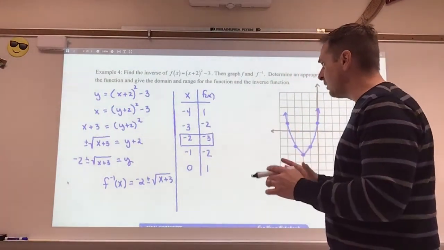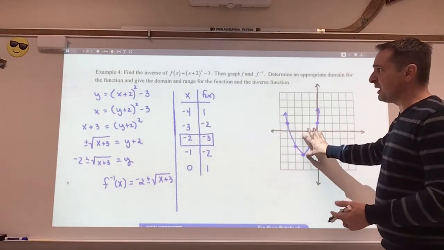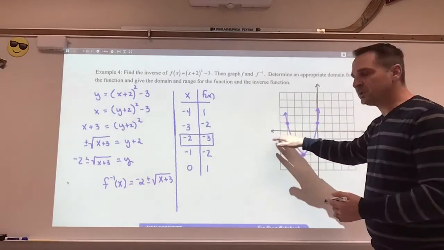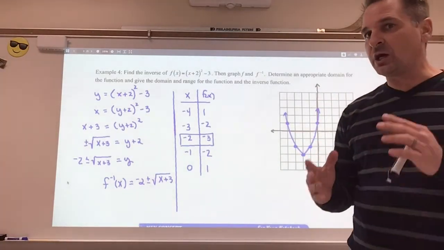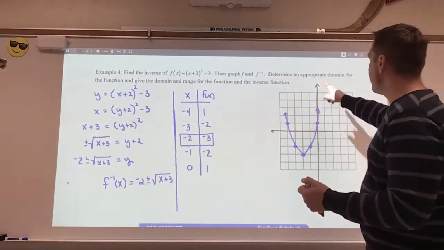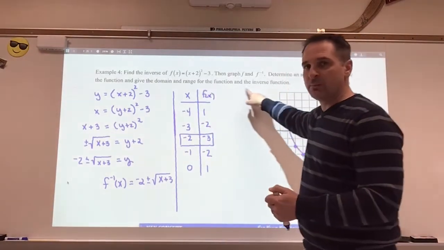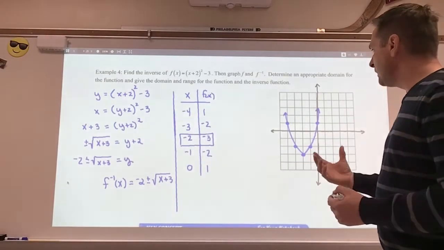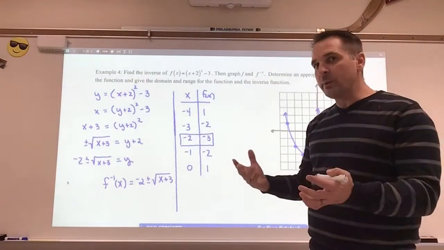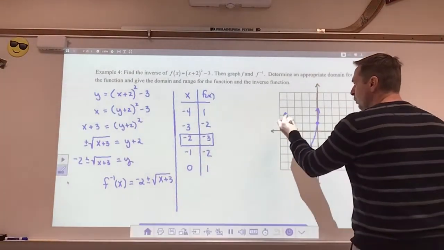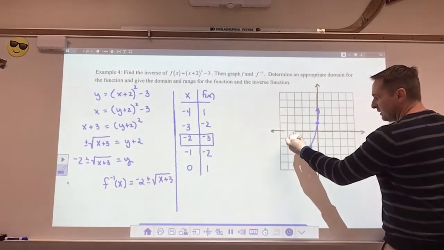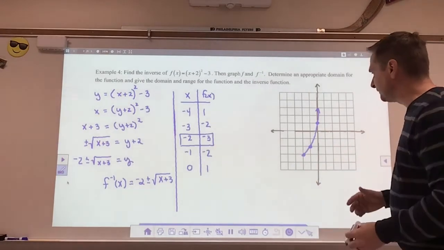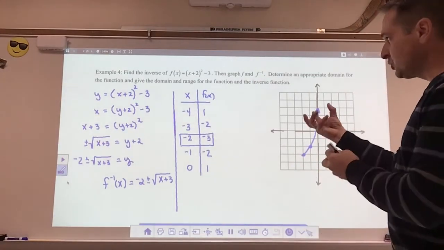Okay, now when I look at the function that I graphed, the original function, I notice that the function fails the horizontal line test, which means its inverse is not going to be a function. And that's going to be a problem for the last part of my example here. So what I'm going to do is I'm going to restrict my domain. And I'm going to take away the part of the graph that's failing that horizontal line test. So I now have restricted my domain.